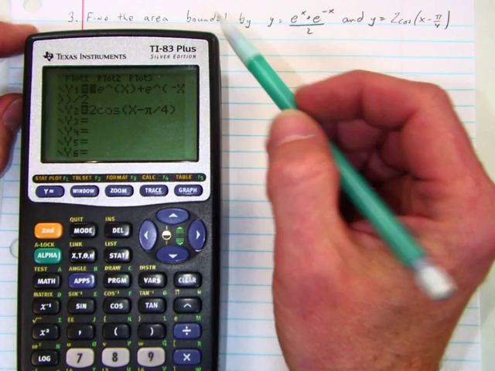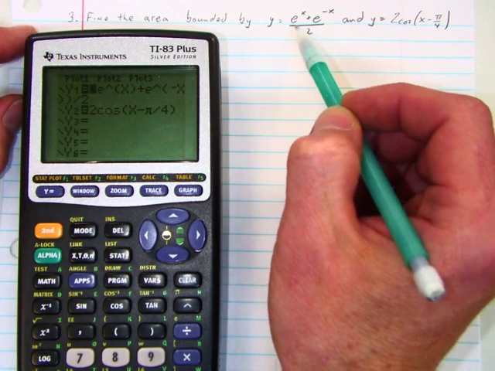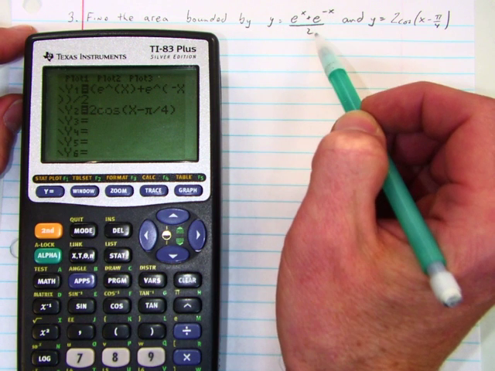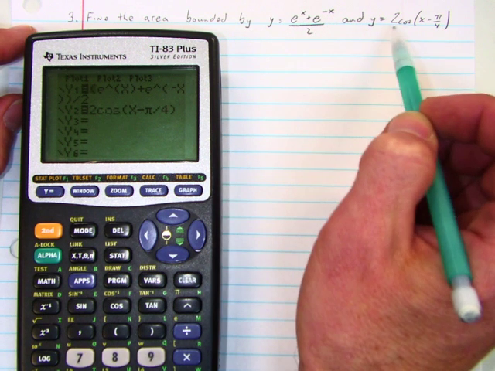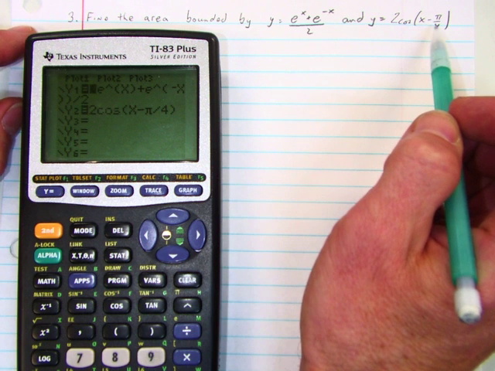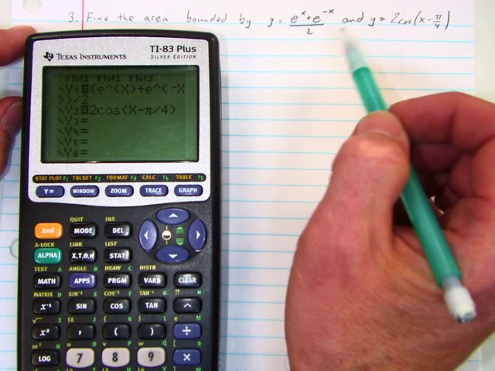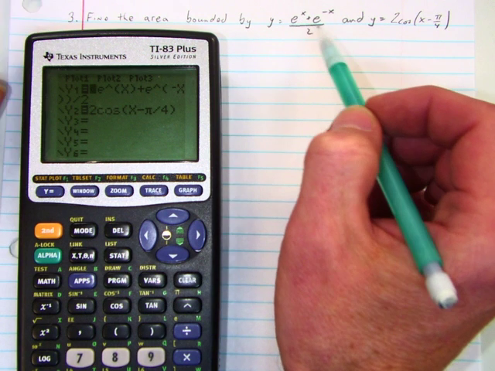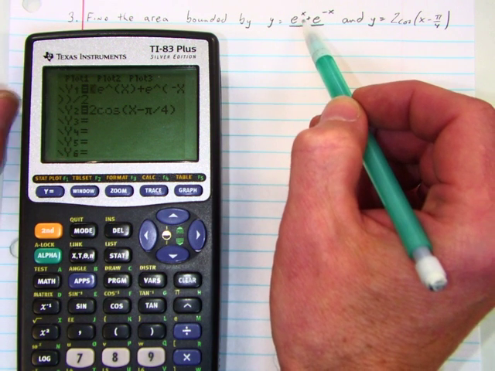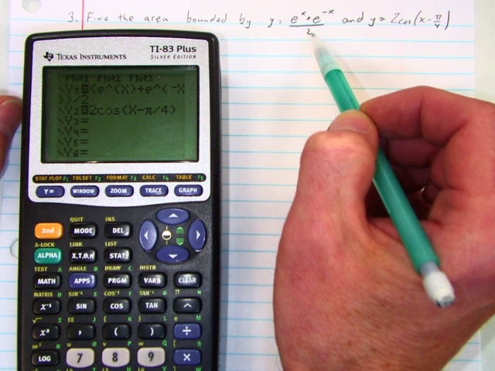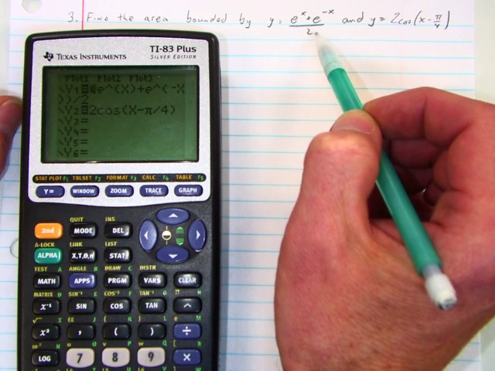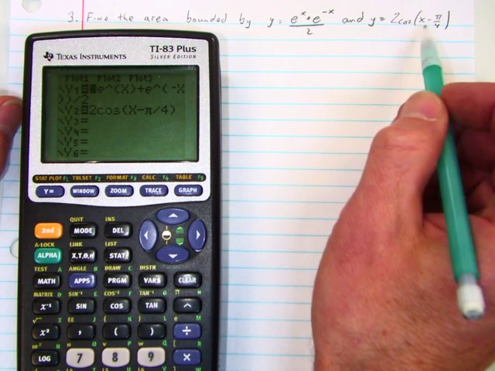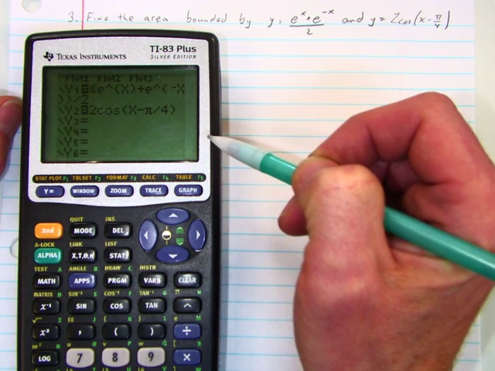All right, find the area bounded by y equals e to the x plus e to the negative x divided by 2 and y equals 2 cosine of the quantity x minus pi over 4. So what we're going to do here, since we're dealing with a sum of exponentials, which is actually called the hyperbolic cosine, and then we have a trig function, we're going to have to use our calculator.